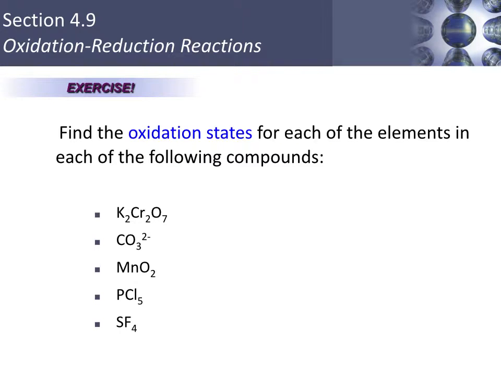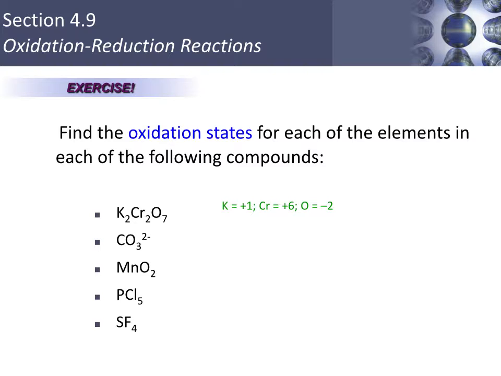So if the charge has to be -12 and there's 2 of them, we can divide 12 by 2, and we know that it has a +6 oxidation state, like so. At this point, pause it and try to do the rest of them.